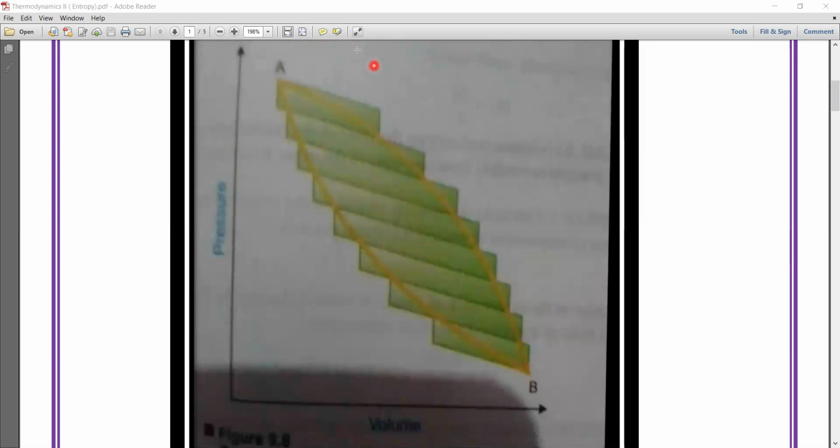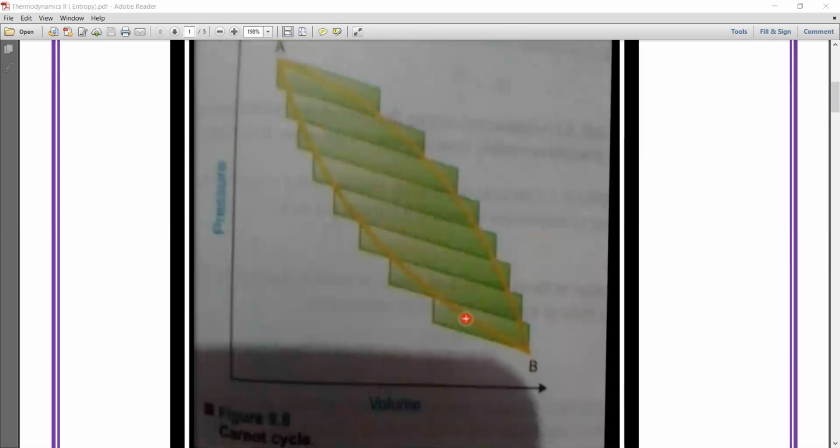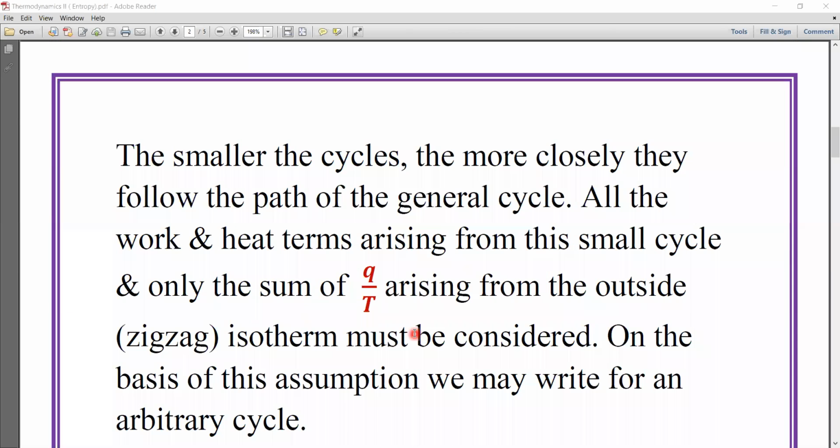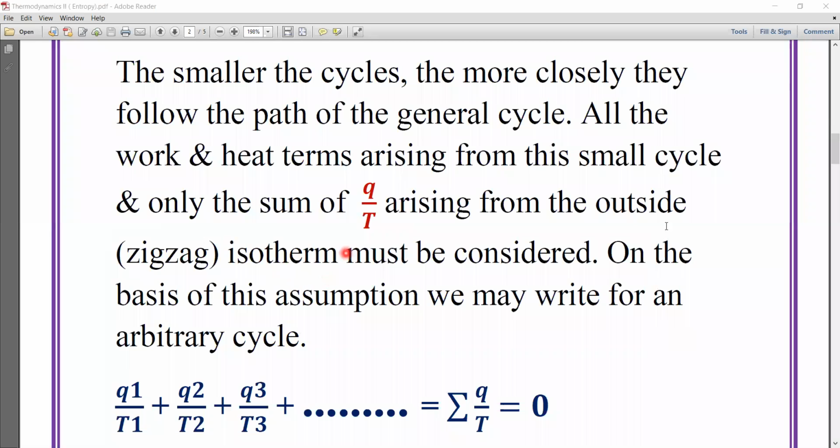See here, ABA is the Carnot cycle. Outside the Carnot cycle, that is, the parts outside the cycle are this part, this part, this part, and here also this part. So it is like a zigzag. Outside the zigzag, the isotherm must be considered.